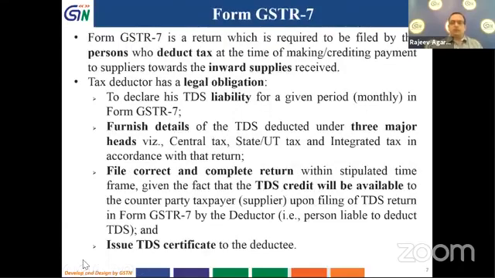Then Form GSTR 7 is a return which is to be filed by the persons who deduct tax for making credit payment to suppliers towards the inward supplies received. So if I am one of the categories mentioned in Section 51, then I have to file Form GSTR 7. I have to deduct the tax at the time of making payment. It's a legal obligation to file Form GSTR 7 monthly. Then details have to be furnished under three major heads: central tax, state tax, and integrated tax. Then I have to file a correct and complete return within the stipulated time frame. So this is the obligation which has been put on the deductor by the government.